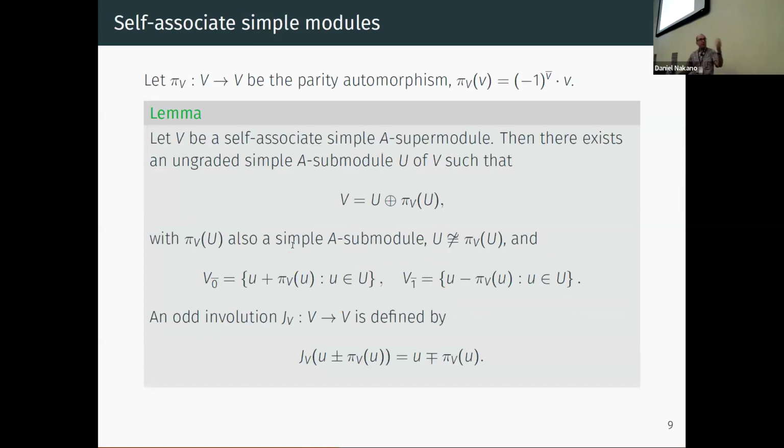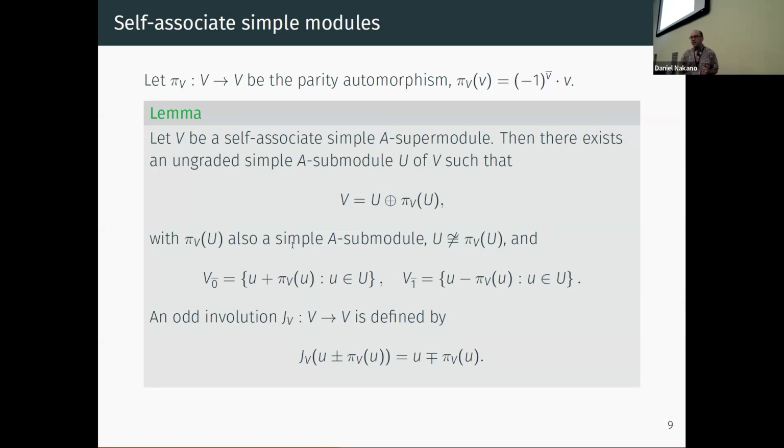So the self-associate case, you can say a bit more about what these self-associate irreducibles look like. So pi v here is my notation for the parity automorphism. It sends even homogeneous elements to themselves, and it multiplies odd homogeneous elements by -1, and then it extends linearly. And if I have a self-associate, a type Q simple supermodule, this will be reducible when I forget the grading. So there's going to be some ungraded proper simple submodule, U. And the lemma says that my original irreducible supermodule can be decomposed as a direct sum of that U and its image under this parity automorphism. And that image will also be a simple module and that's not isomorphic to the thing I started with. So as an ungraded thing, this will be a direct sum of 2 non-isomorphic simples.